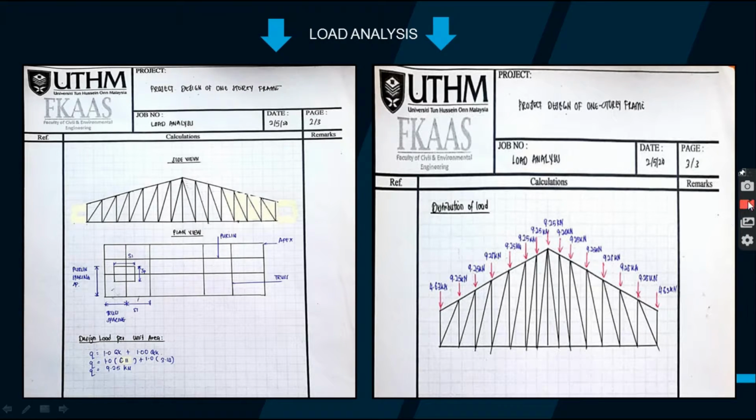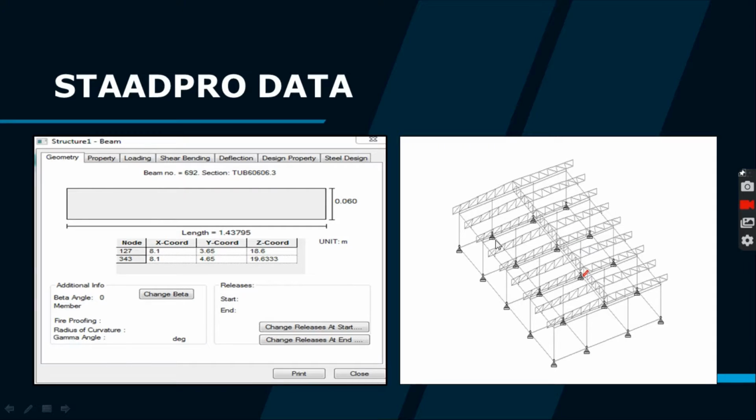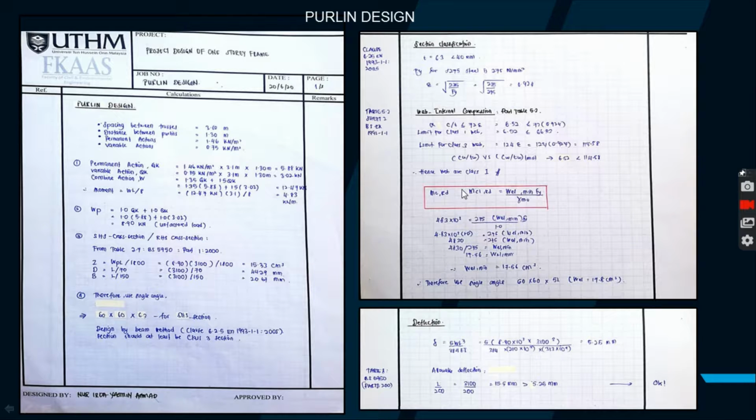Thank you. Roof truss calculation. I have designed the purlins. So this is the data in STAAD about the critical member of the purlin. So as we can see, the critical member of the purlin is right here, which is at beam number 692 with section SHS 60 x 60 x 6.3. So here is the calculation of the purlin design. We need to find the spacing between trusses, distance between purlins, and determine the variation as follows loading. And then first we need to find the moment, WL divided by 8.